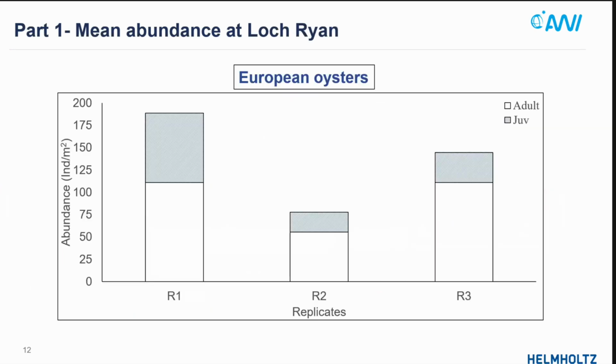Coming to the abundance at Loch Ryan, we see that the European oyster abundance was between 75, 80 to about 175. On average, they were about 80 individuals per square meter. So that was quite good. And they consisted of both juveniles and adults. About one third of the population was juvenile.